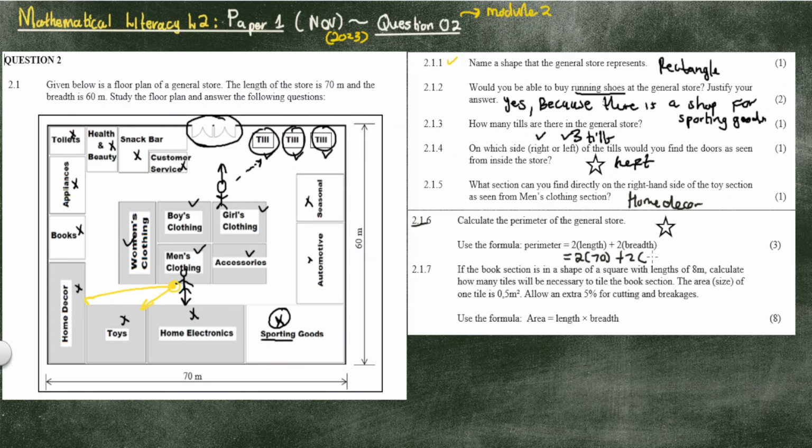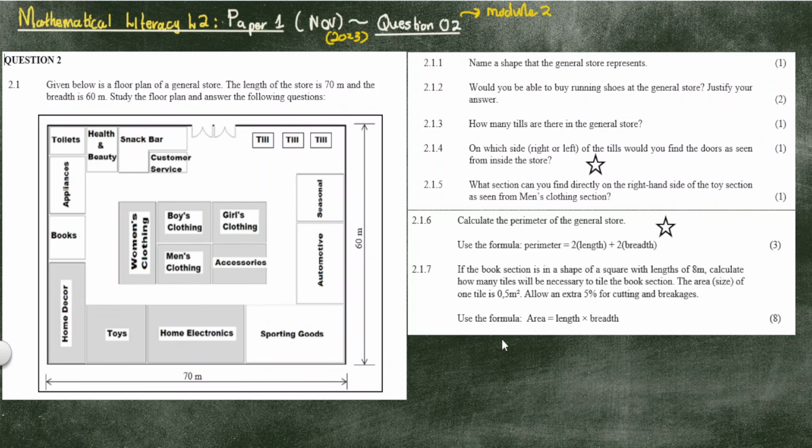What is the length of the breadth? 60. Equal to 2 times 70, that's 140, plus 2 times 60, that's 120, equal to 260. So this is our perimeter, but let me just verify. Okay, no, it should be 260, not 2,600. This is going to be my answer, 260.